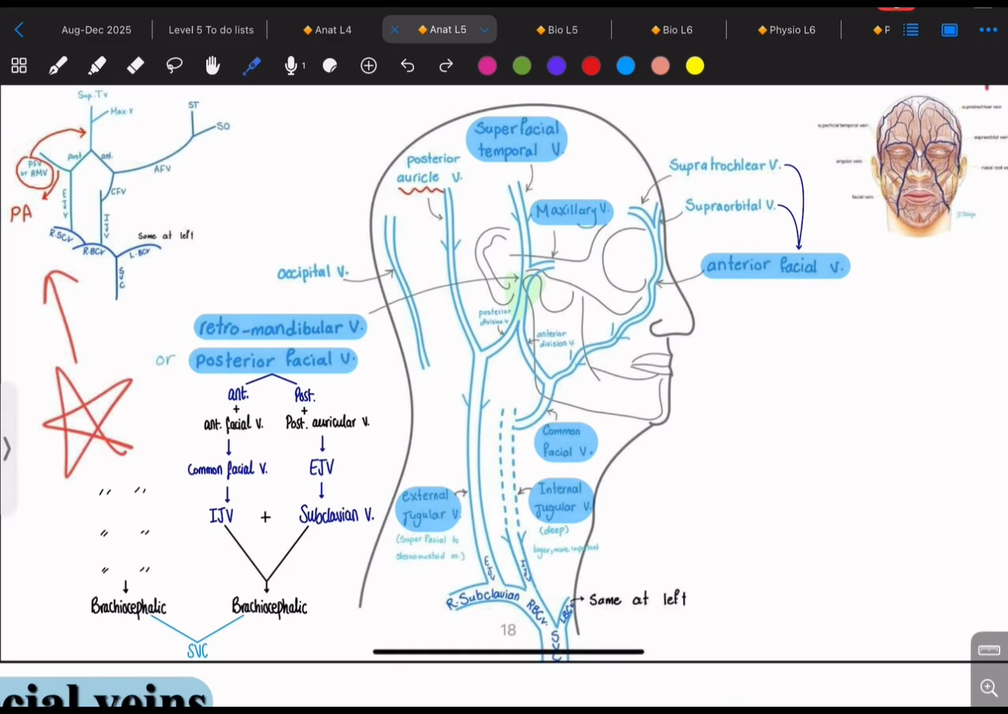So in veins, we're gonna have two brachiocephalic. We're gonna have right brachiocephalic and left brachiocephalic, and this structure is gonna be the same on both sides, on the right and on the left. It's exactly the same.